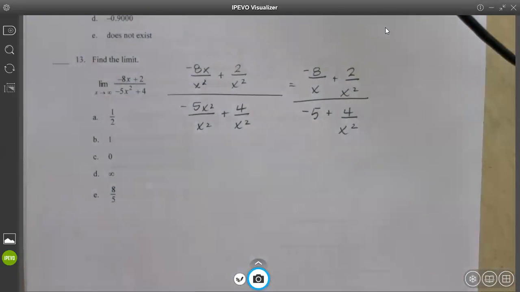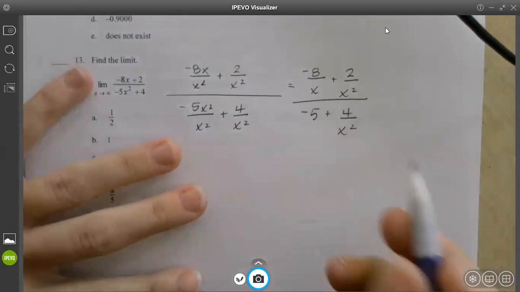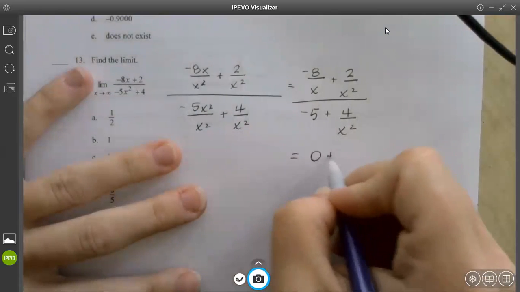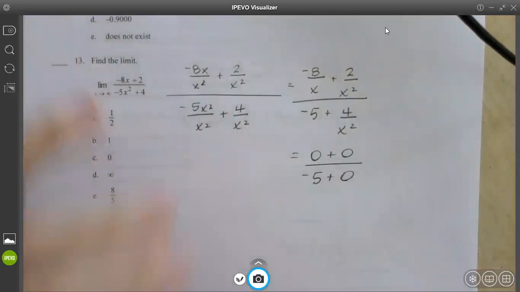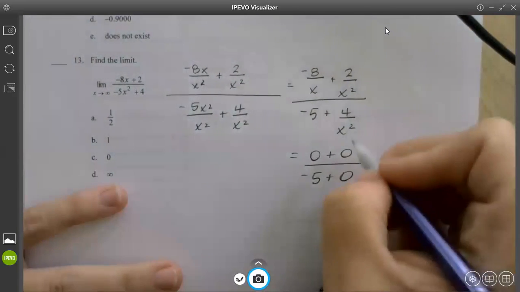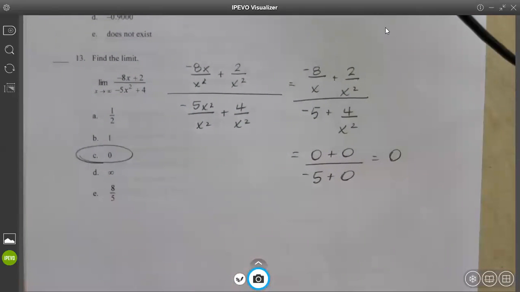And now we find the limit as it approaches infinity. Remember, anything with x or x squared on the bottom goes to 0. So on the top, we're going to have 0 plus 0. On the bottom, negative 5 plus 0. And then it doesn't matter because on the top we have 0. And your answer is going to be C.